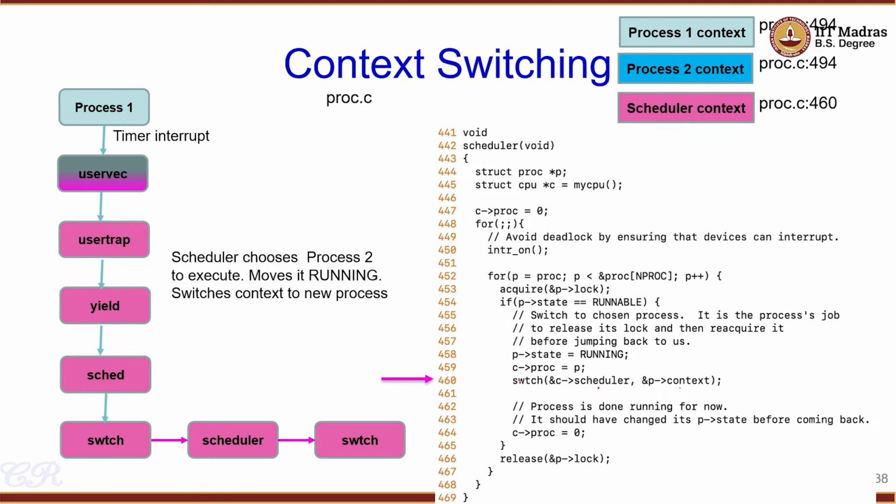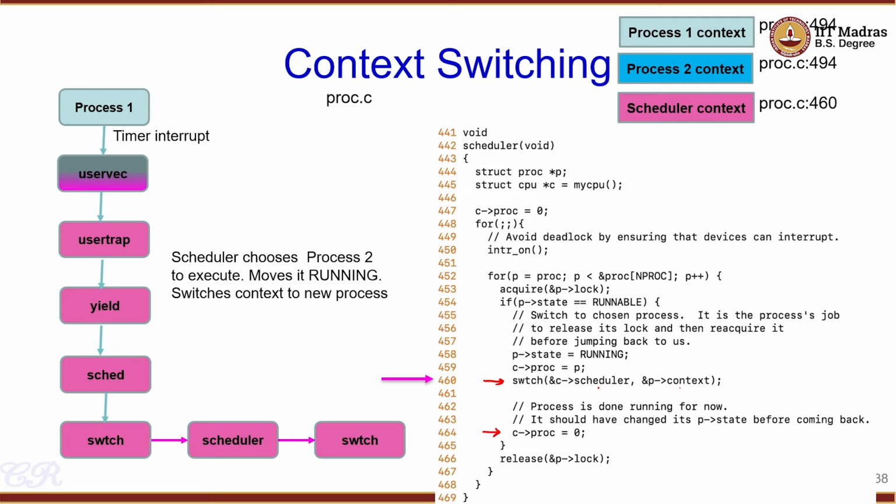The scheduler's context is placed at this particular point. What this means is that the context stored in the struct context for the scheduler has the return address pointing to this line 464. So when swtch moves from process 1's context to the scheduler's context, this return address is loaded into the program counter and causes the execution to continue from the loop over the procs, with proc equal to 0.